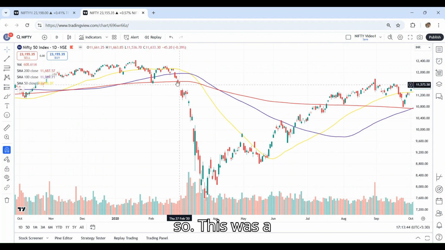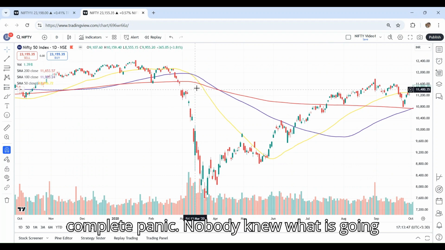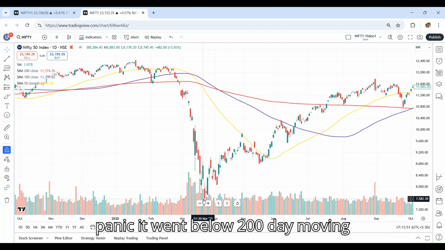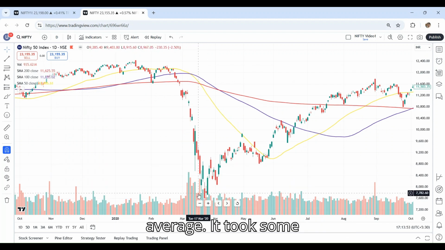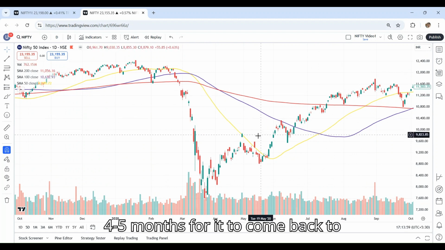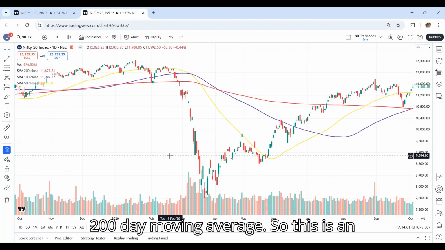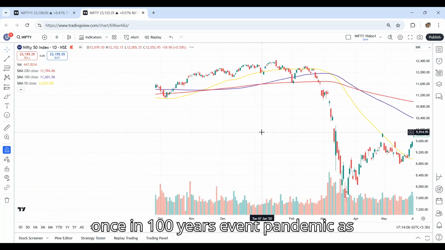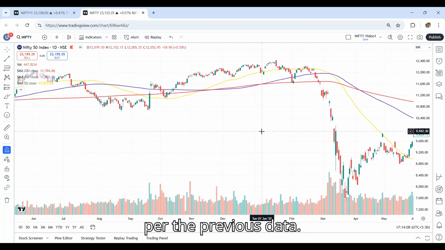So this was a complete panic. Nobody knew what was going to happen. So out of panic, it went below the 200-day moving average. It took some 4 to 5 months for it to come back to the 200-day moving average. So this is an exception. It's a once in 100 years event, a pandemic, as per the previous data.